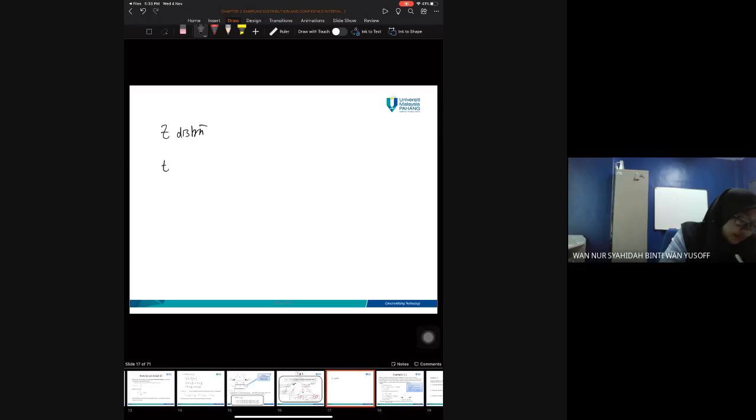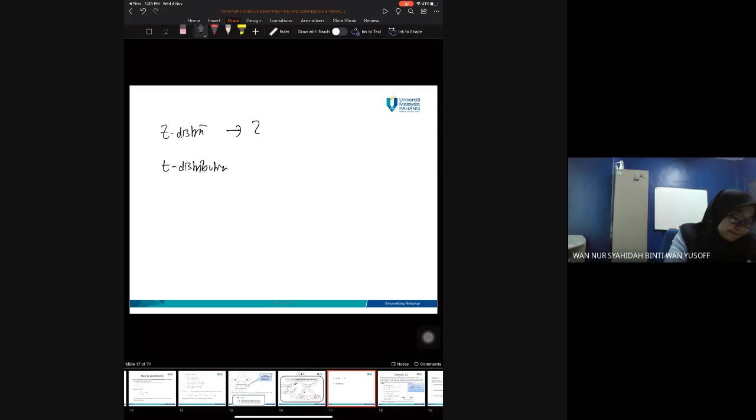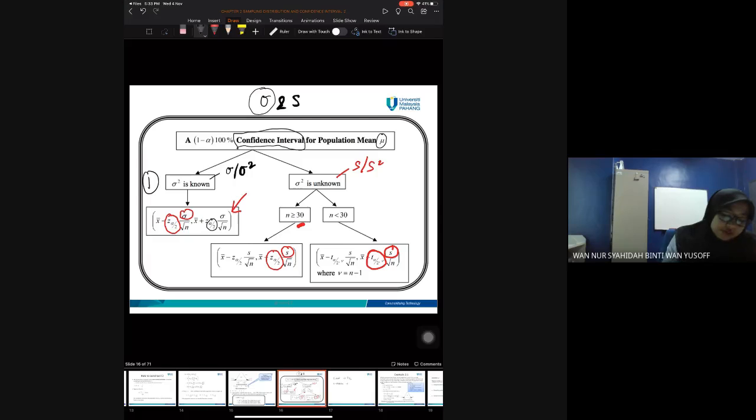Okay, and then we have the T distribution. Based on the formula here, what we need is a Z alpha over 2. Alpha over 2 here is a probability value. For the T distribution, based on the formula, we need T alpha over 2 with nu.